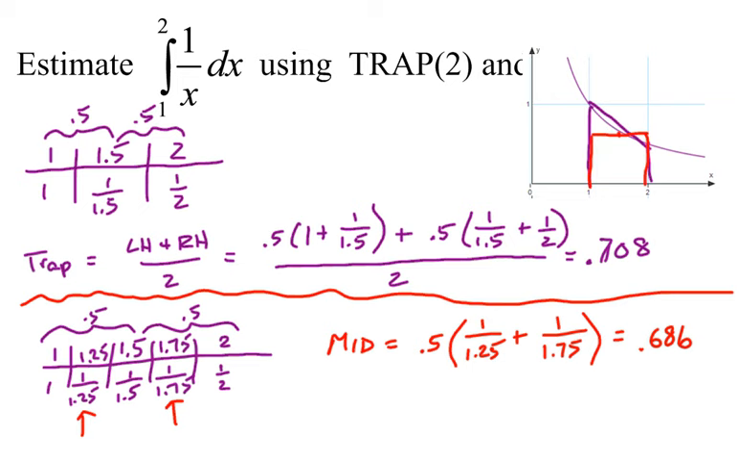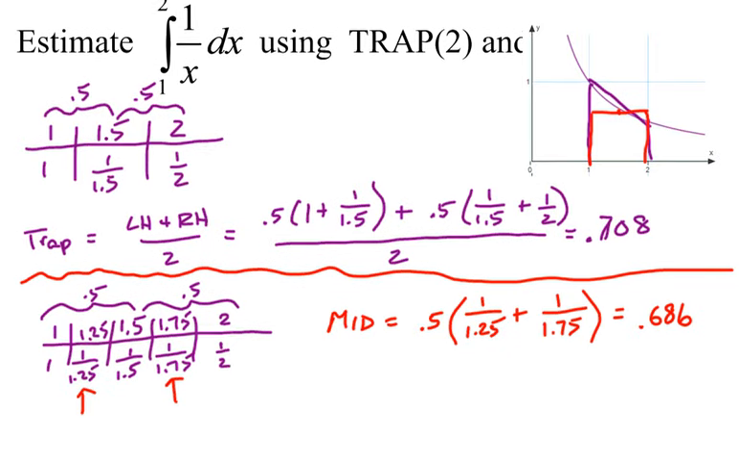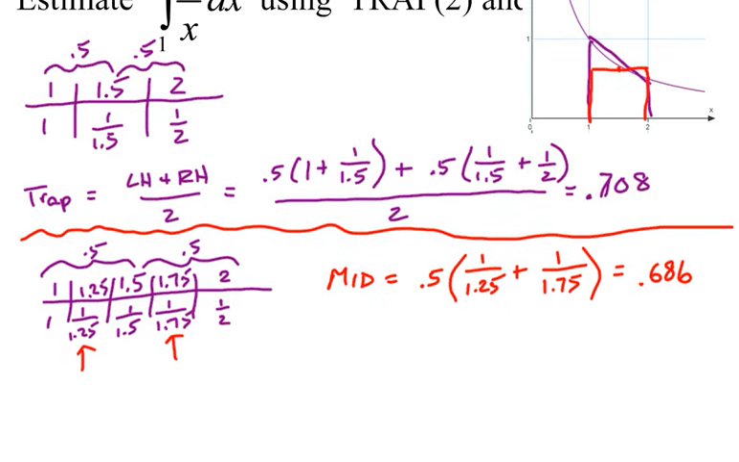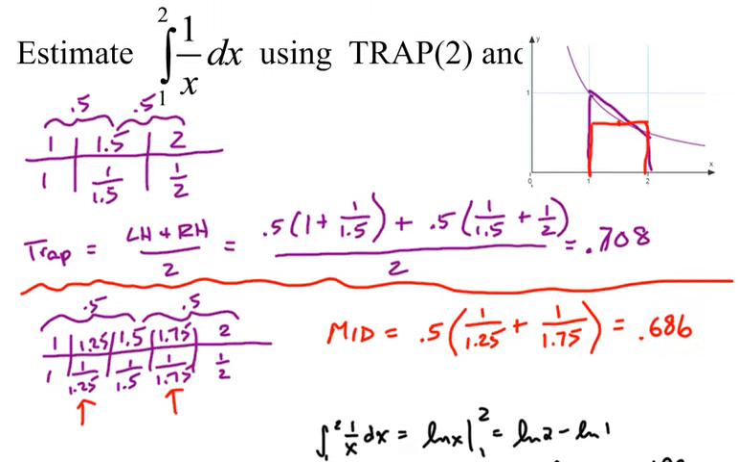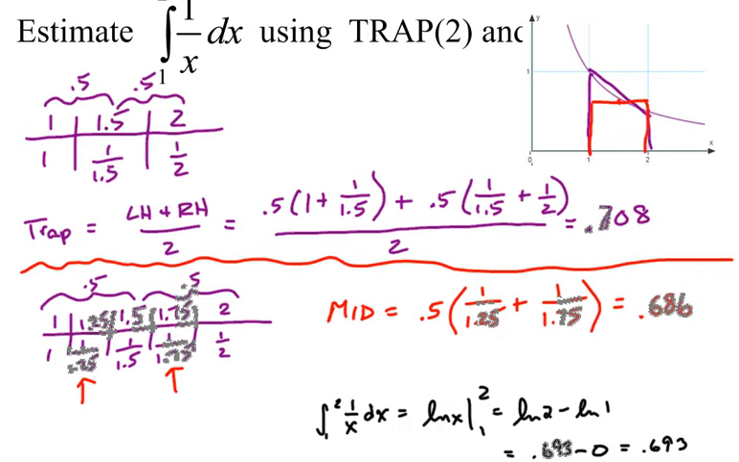Now this is actually one that we can do by hand because we know the antiderivative. So let's do that real quick. So if I've got the integral from 1 to 2 of 1 over x dx, that's going to equal ln of x from 1 to 2, which equals ln of 2 minus ln of 1. ln of 1 is 0, and ln of 2 is 0.693, I believe. Natural log 2, yep, 0.693 minus 0. So we can see that the real value is 0.693, and like we talked about, trap is an overestimate, and mid in this case is an underestimate.